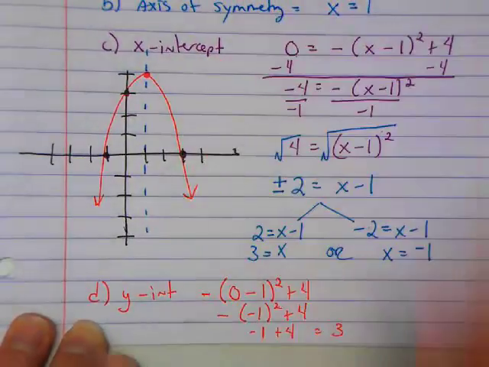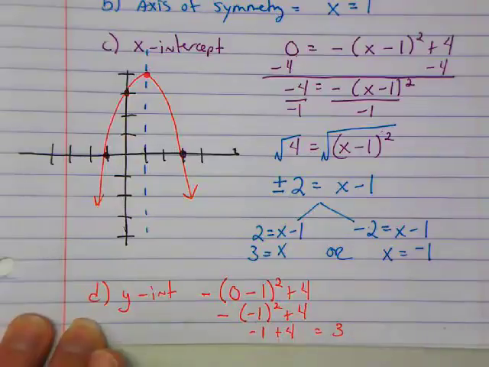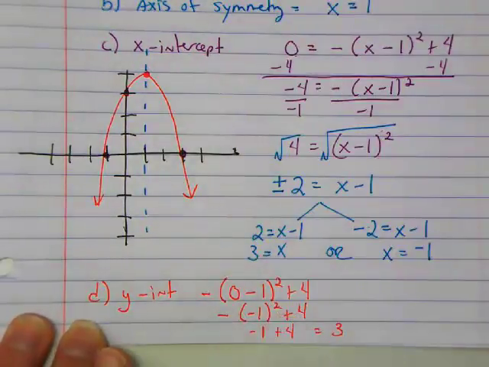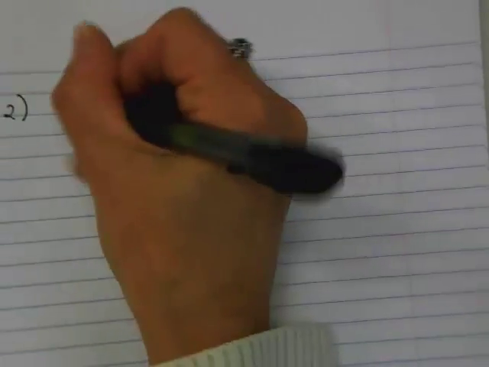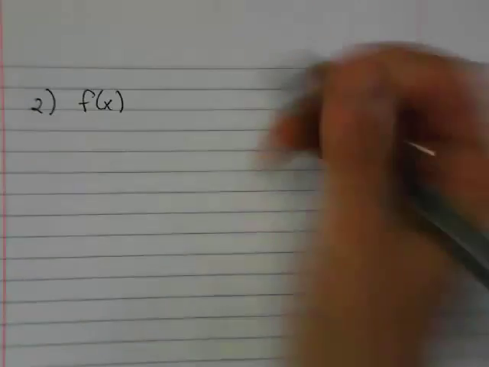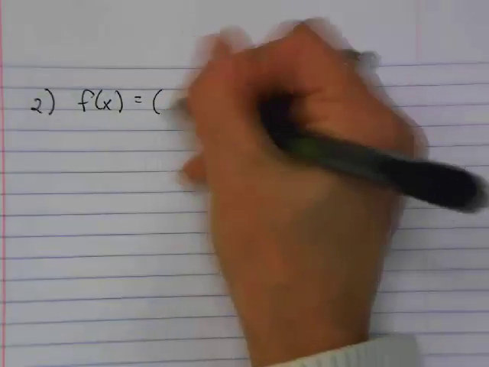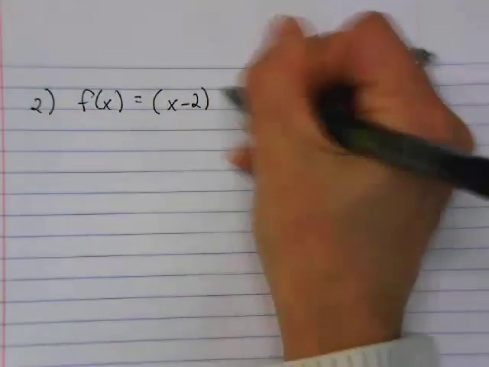Now, feel free to type it into your graphing calculator and verify it, but I want the work to support what we've just done. Alright? Okay, let's try another one. Okay, I'm going to do another one in the same format. So f of x is equal to x minus 2 squared plus 1.